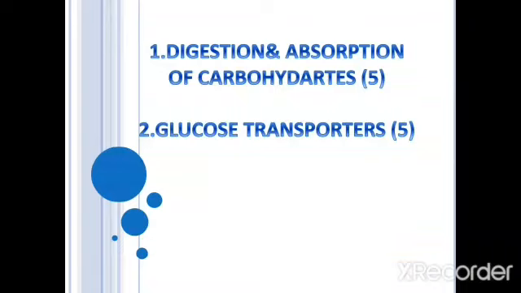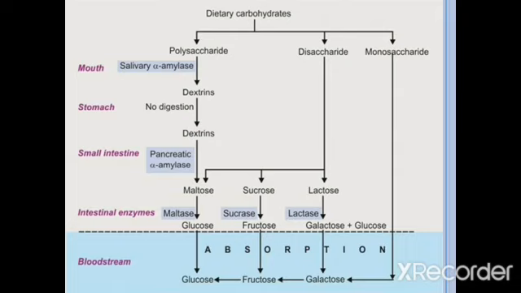The first question we discuss is digestion and absorption of carbohydrate. Dietary carbohydrate consists of polysaccharide, disaccharide and monosaccharide. The polysaccharide and disaccharide have to be hydrolyzed into monosaccharide because only monosaccharides are absorbed by the intestine.